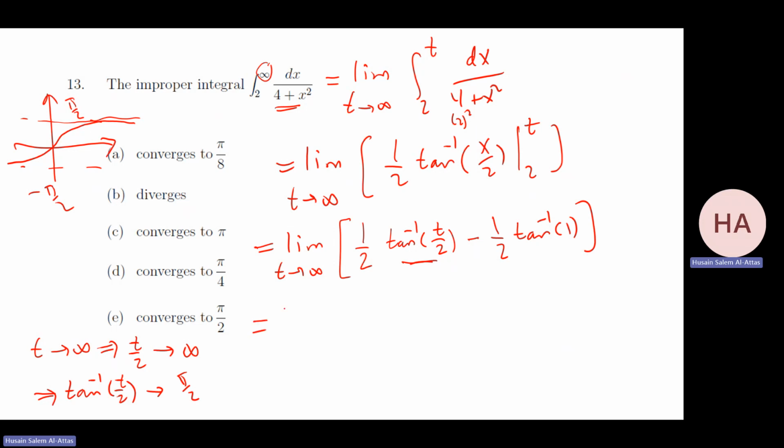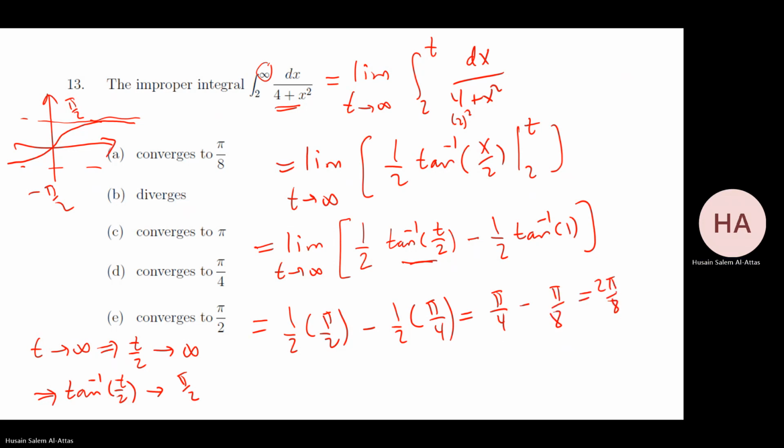So I have half of pi over 2. Tan inverse of 1 is pi over 4. That gives me pi over 4 minus pi over 8. This one is 2 pi over 8 minus pi over 8. That gives me pi over 8. So let's compare this to pi over 8. Yeah, I think we did a good number of questions. Let me stop the recording.